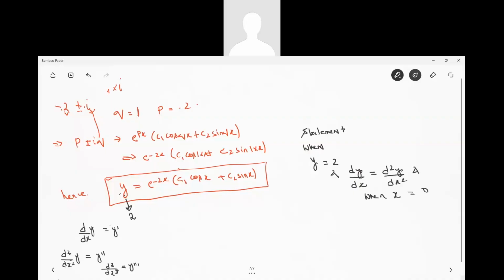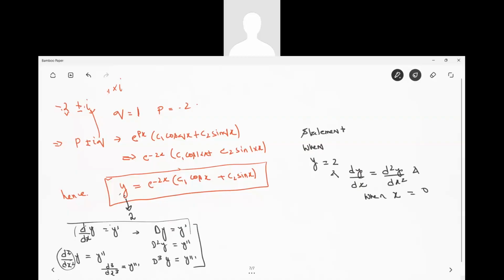So now you can see d by dx of y can also be written as dy, right? Because d by dx of y is y dash. This d square y can be written as y double dash. Same way, d cube y can be written as y triple dash, correct now? You keep these things in mind.